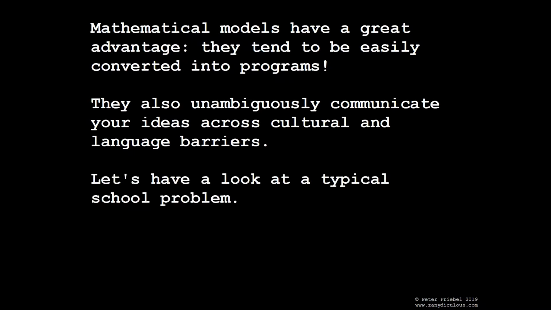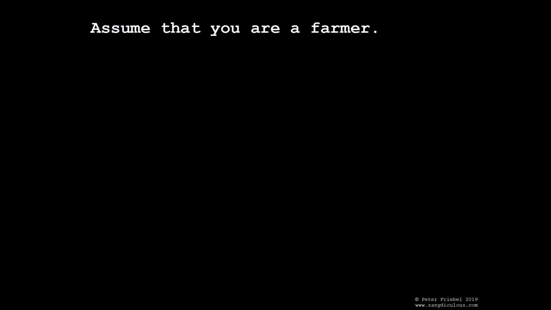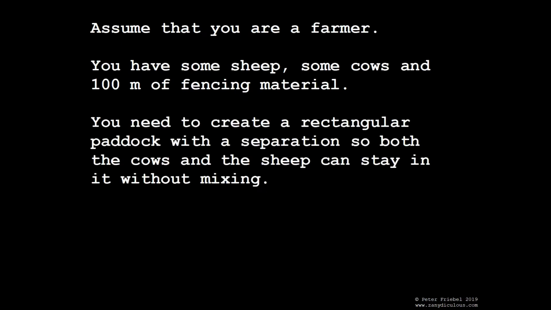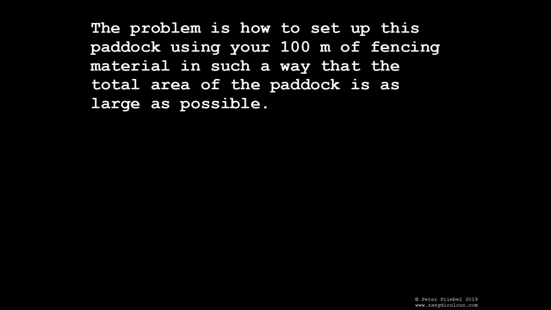So, let's have a look at a typical school problem. Now this problem is also listed in the book, Computer Science Distilled, so you can always read more about it there. Assume that you are a farmer. You have some sheep, some cows and 100 meters of fencing material. You need to create a rectangular paddock with a separation so both the cows and the sheep can stay in it without mixing. The problem is how to set up this paddock using your 100 meters of fencing material in such a way that the total area of the paddock is as large as possible.